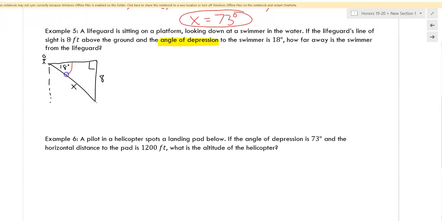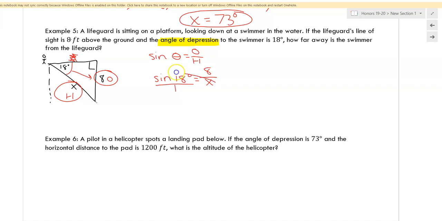So then I have my opposite side, adjacent side, and the hypotenuse. The adjacent side is unimportant. So then we are going to have opposite and hypotenuse, which is sine. So the sine of 18 degrees equals 8 over X. I'm solving for a side, so I'm immediately going to put it over 1 and cross multiply.